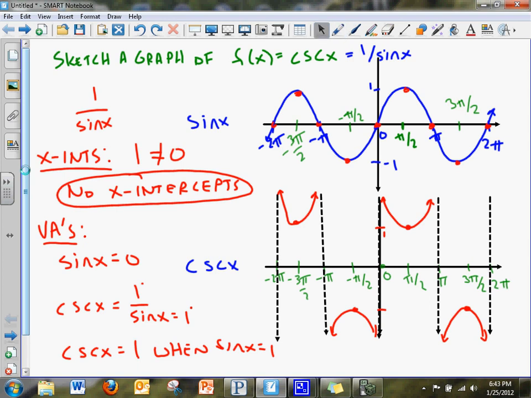There it is. The secant graph is the same thing, just shifted. That's up to you guys to figure out. All right, thanks.